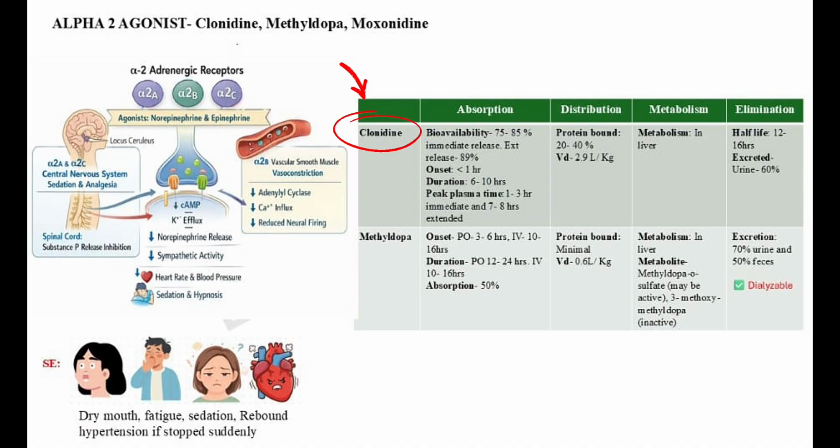This table shows the pharmacokinetics of alpha-2 agonists such as clonidine and methyldopa. These drugs reduce blood pressure by decreasing sympathetic nervous system activity. Clonidine has relatively good bioavailability and a half-life of around 12 to 16 hours. Common side effects include dry mouth, fatigue, and sedation, and sudden discontinuation may lead to rebound hypertension.